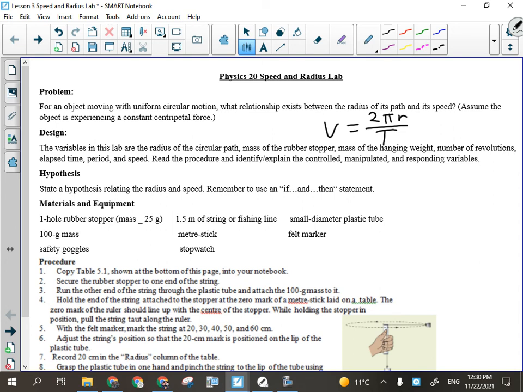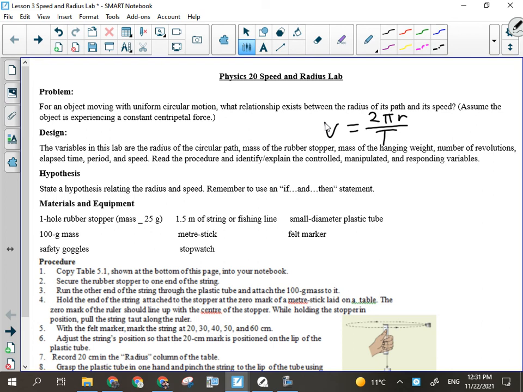The second point of today's lab is my entertainment. Because I get to watch you whirl these rubber stoppers around and around in a circle and do all sorts of crazy movements to try not to get hit in the head with it. It's fun for me.